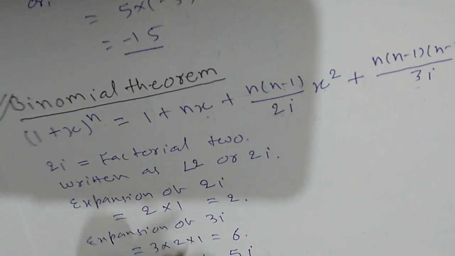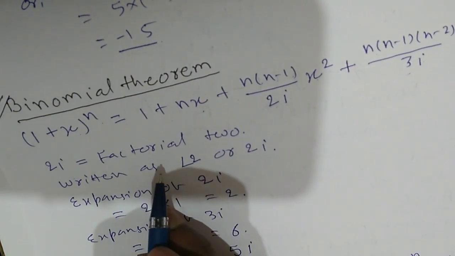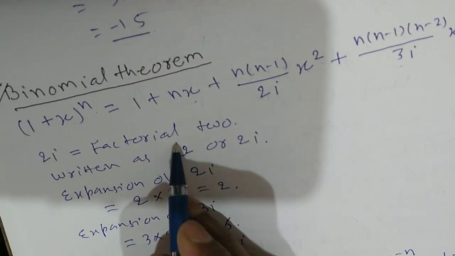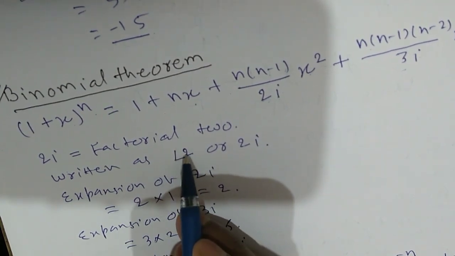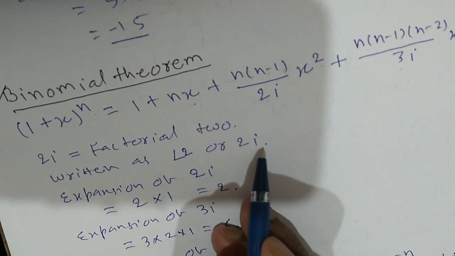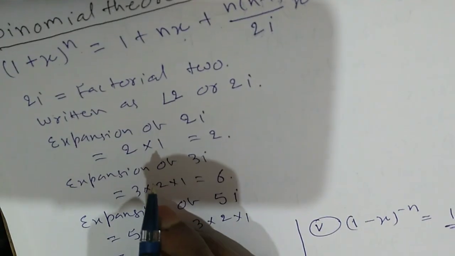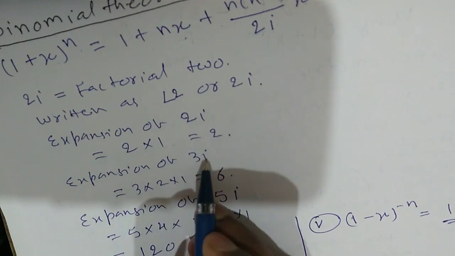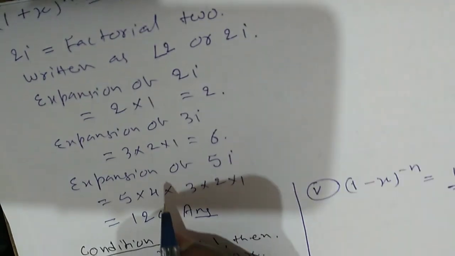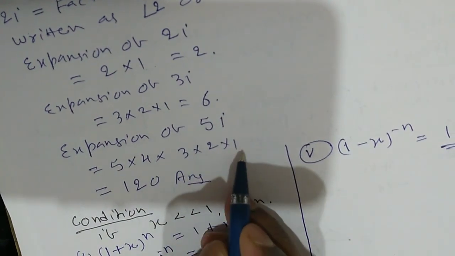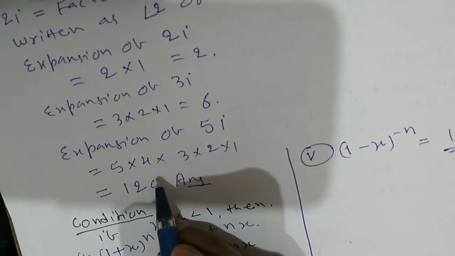The next one is how to write factorial. Factorial is written as you know, the capital L under 2, or 2 factorial. How to expand it? Factorial 2 is written as 2 into 1. Factorial 3 is written as 3 into 2 into 1. Factorial 5 I write as 5 into 4 into 3 into 2 into 1. So we got this one.